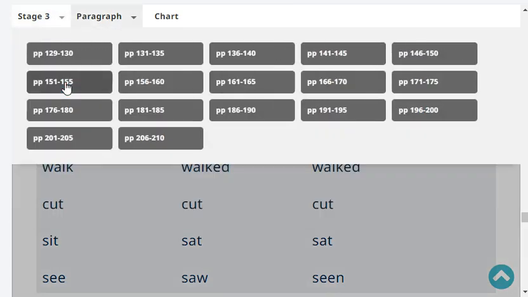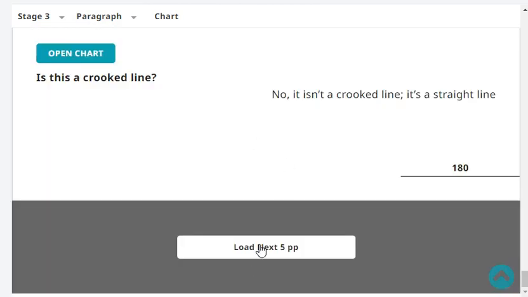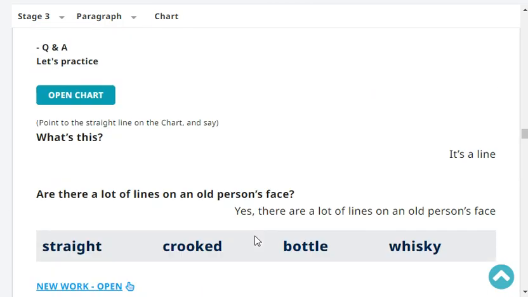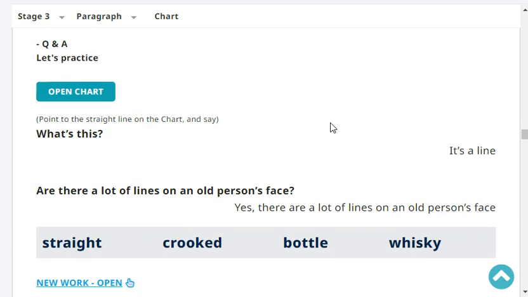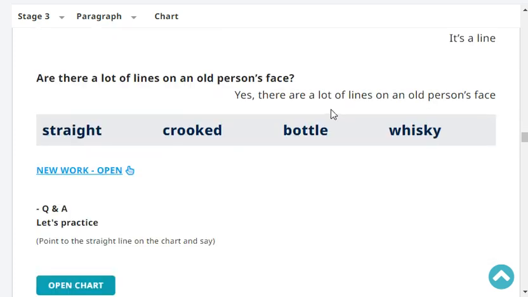What's this? It's a line. Are there a lot of lines on an old person's face? Yes, there are a lot of lines on an old person's face. Straight, crooked, bottle, whiskey. Is this a crooked line? No, it isn't a crooked line. It's a straight line.